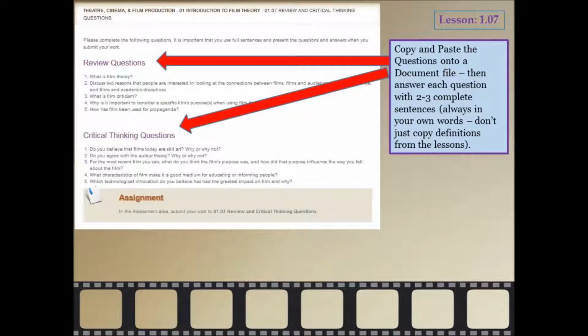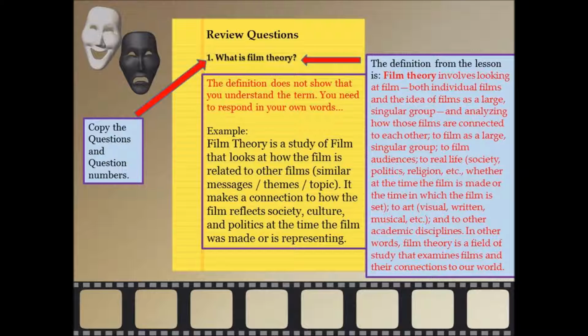So let's look at the review and critical thinking questions. Copy and paste these onto a document file, and then you're going to answer each question. We want 2 to 3 complete sentences, always in your own words. That's very important.